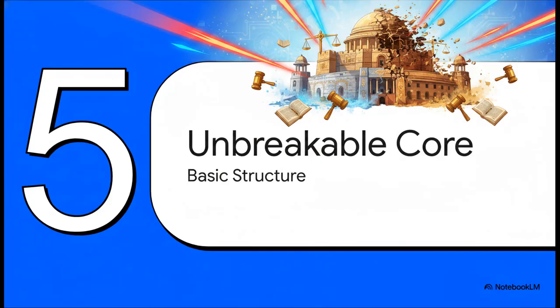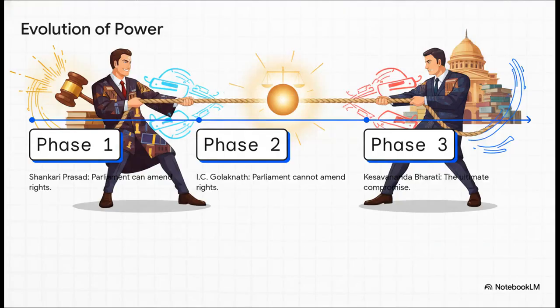Section 5. Unbreakable Core. Basic Structure Doctrine. This brings us to what I think is the most dramatic climax in Indian legal history. If Parliament has the power to renovate the House, can they legally demolish it entirely? This question sparked one of the most epic political tug-of-wars ever seen. On one side, you had Parliament trying to assert ultimate power over the Constitution. On the other, the Supreme Court trying to protect the citizens. And the pendulum swung wildly.